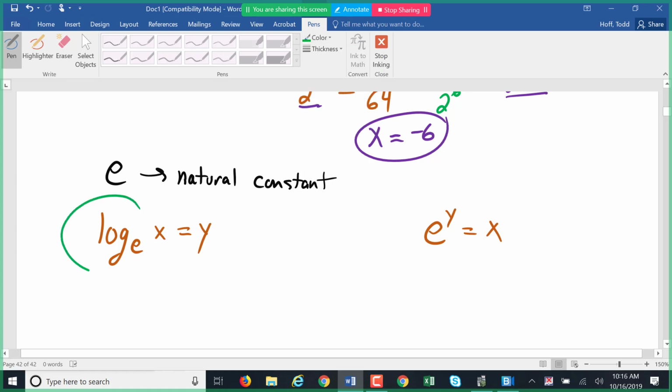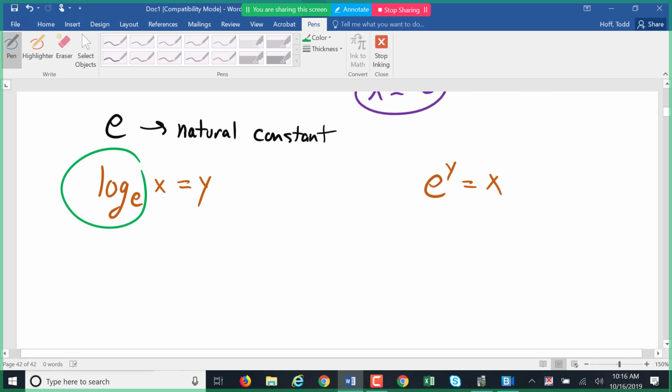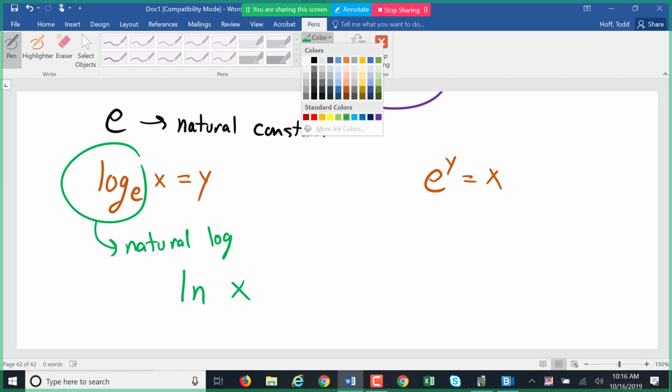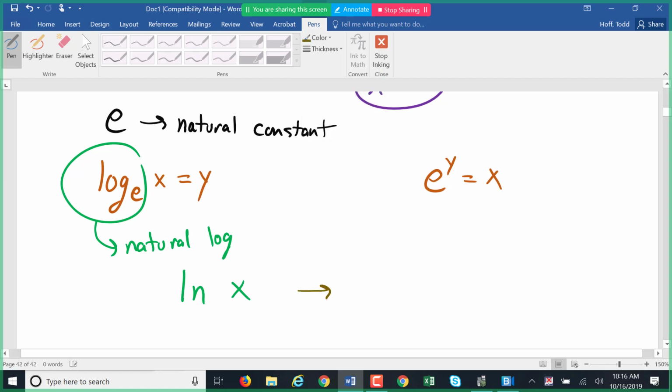This occurs enough in algebra and math, log base e, that we have defined a special function for it. Rather than writing log base e, we abbreviate that natural log as ln. So anytime you see ln of x, what that is saying is log base e of x.